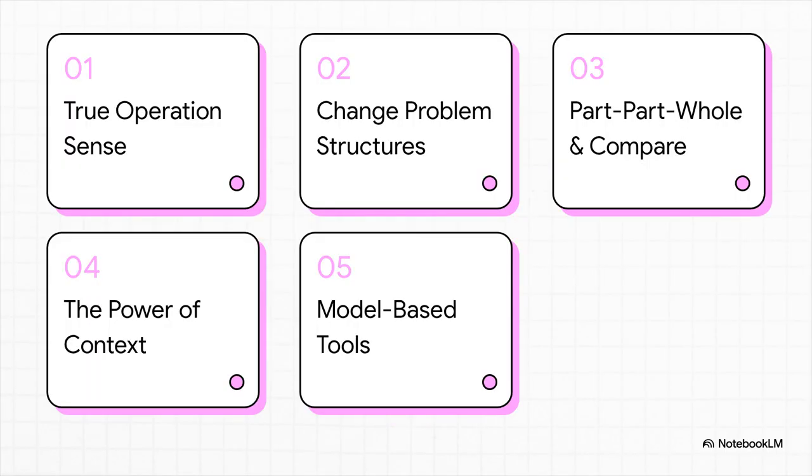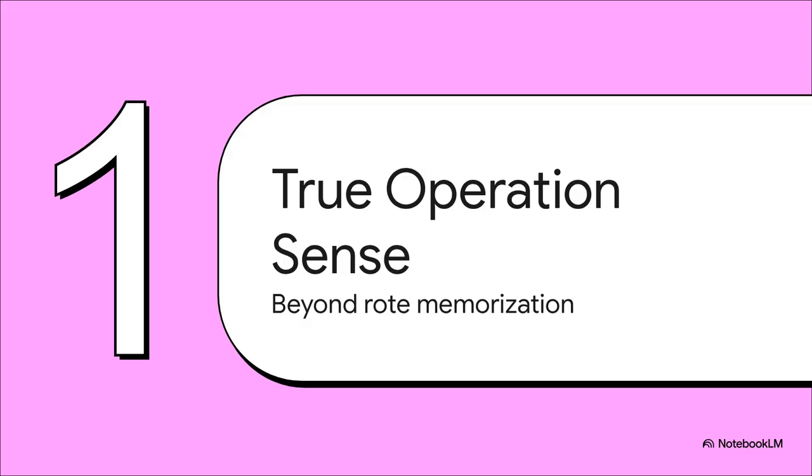Here is our roadmap for today's explainer. We'll start with building true operation sense, break down change problem structures, look at part whole and compare problems, tap into the power of context, and finally, wrap things up with model-based tools. All right, Section 1, Building True Operation Sense, Moving Beyond Rote Memorization.